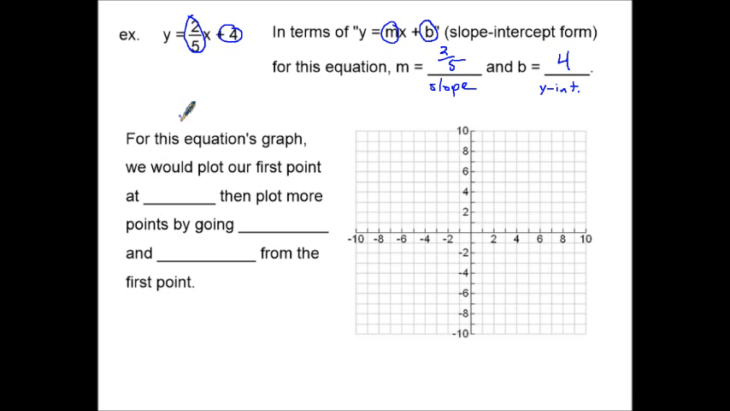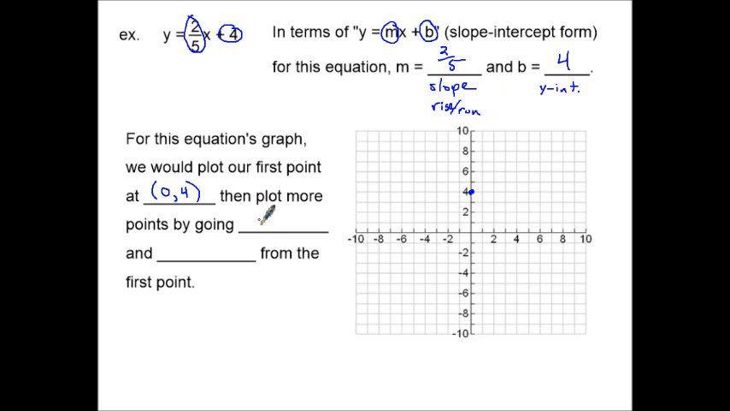For this equation's graph, we would plot our first point at the y-intercept. Now the y-intercept of 4, remember, if this helps you, great, if not, I apologize, but it's the point (0, 4). It's always going to be 0 comma something, so it's always going to be up or down on the y-axis. And then we'll plot more points by going, and again, in our slope, remember that guy is rise over run.